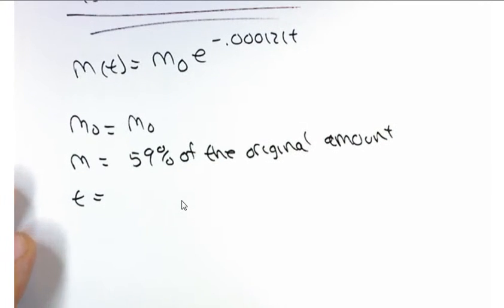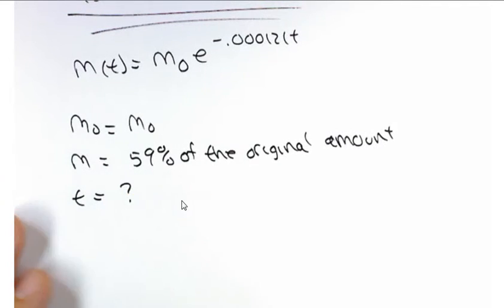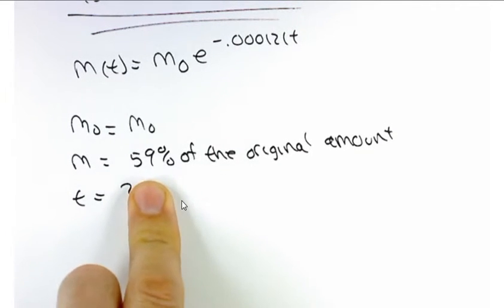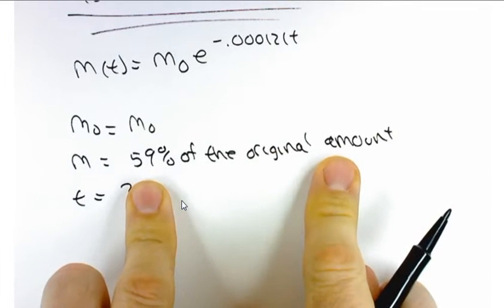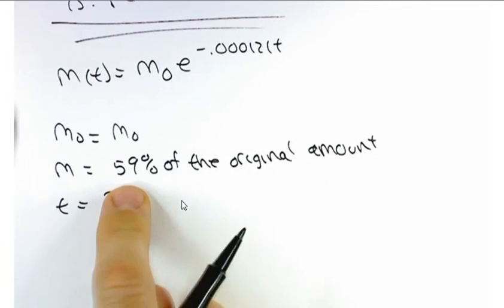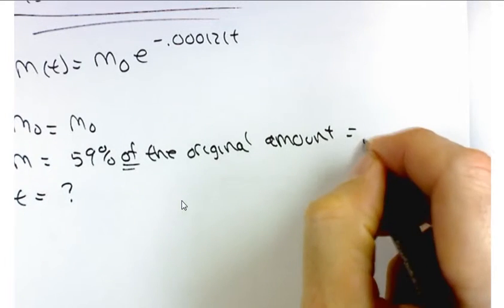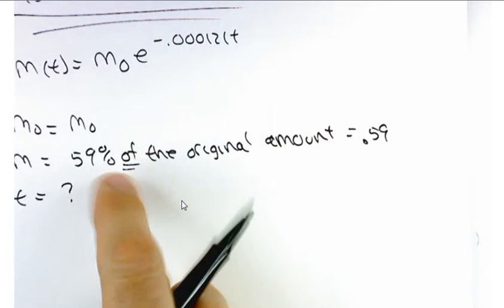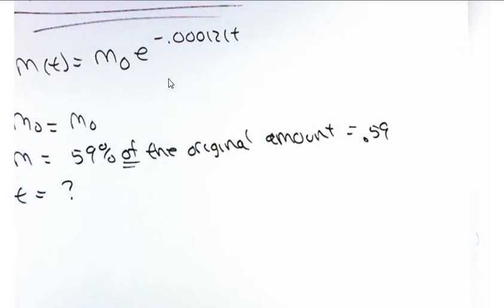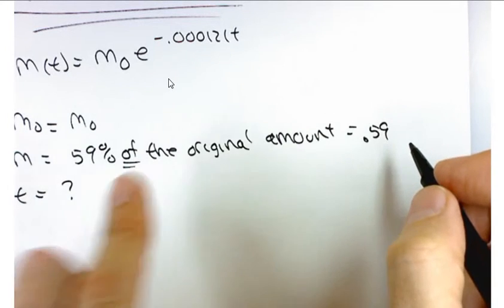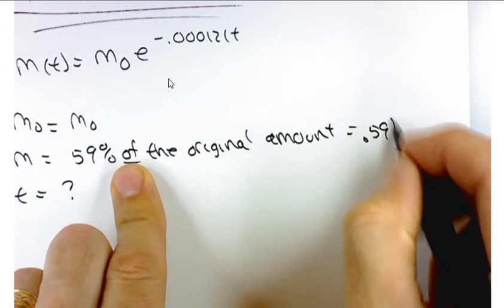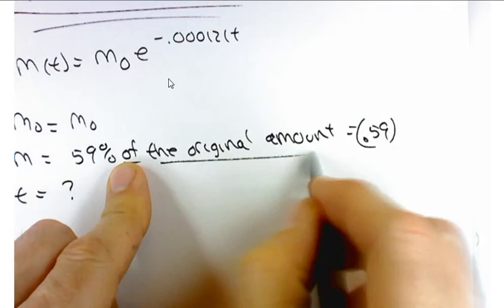But 59% of our original amount, we can actually put something here. We'll start with the decimal value for 59%. That's going to be 0.59. What does the word "of" translate to mathematically? It's actually going to be times. The original amount. What can I put in for the original amount? m sub 0. That's what this is. It's the original amount.